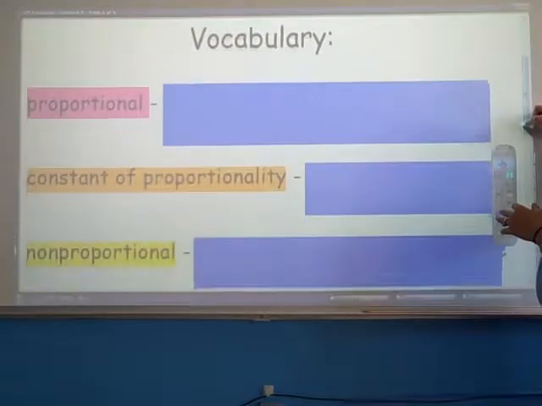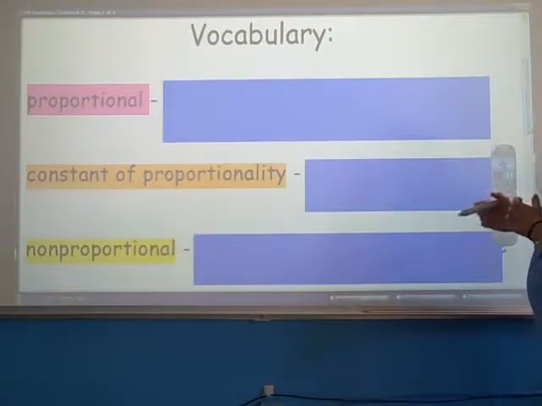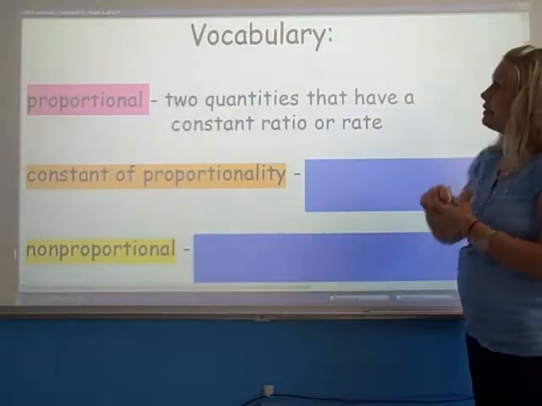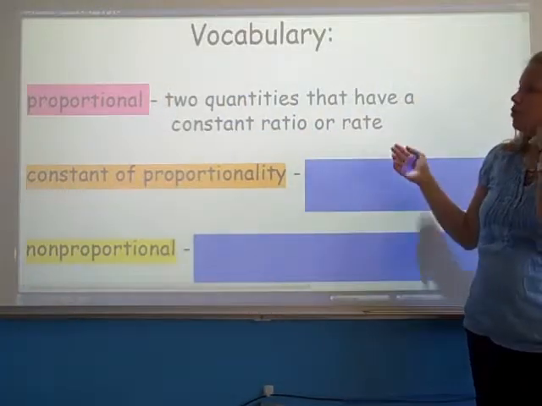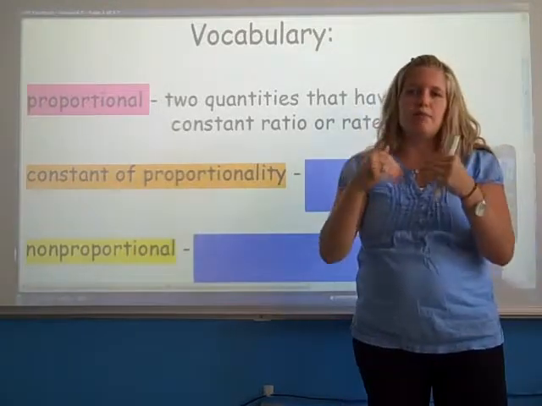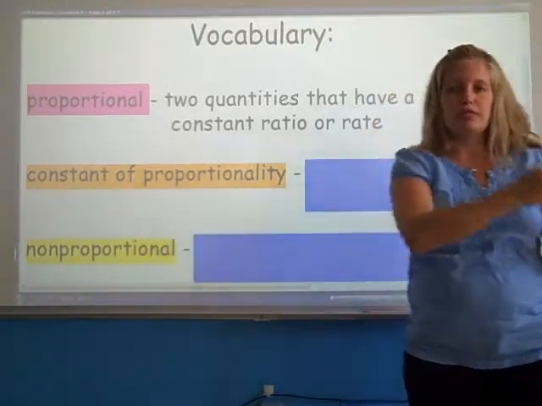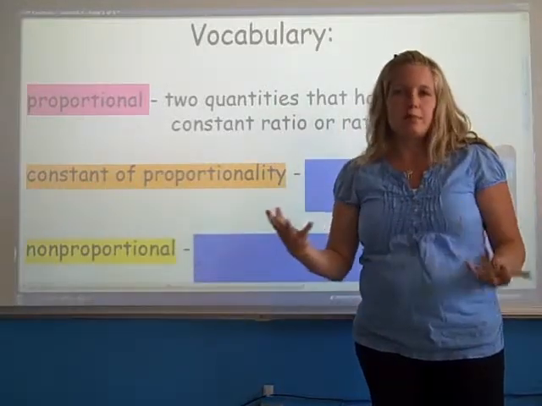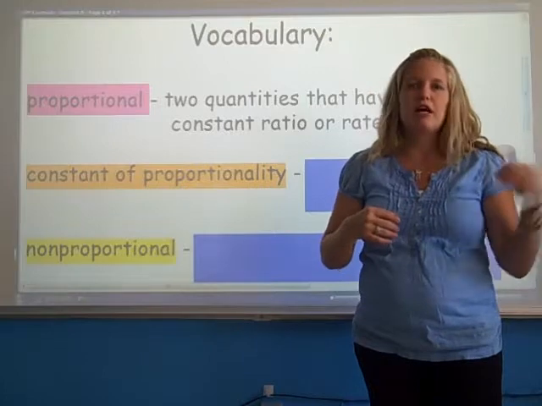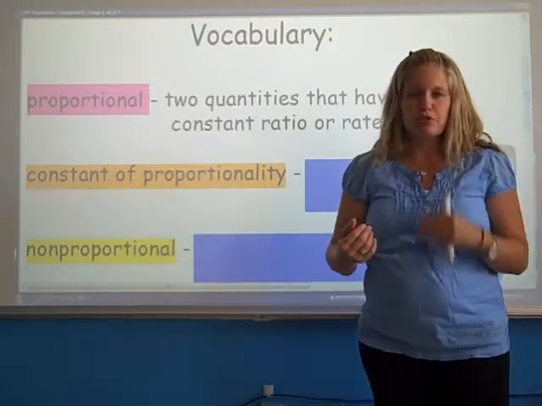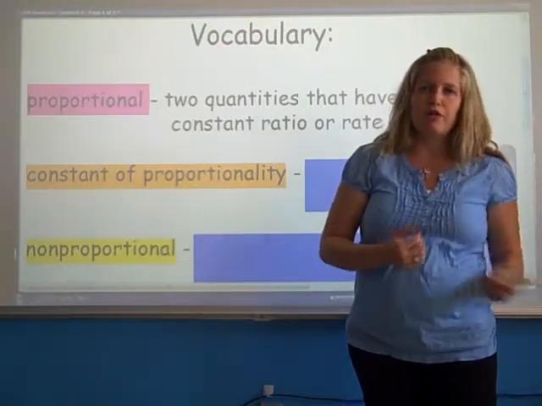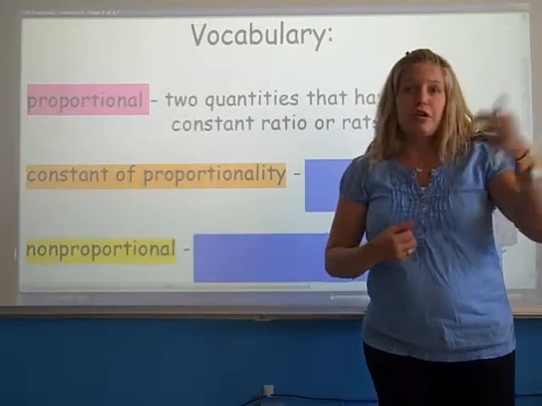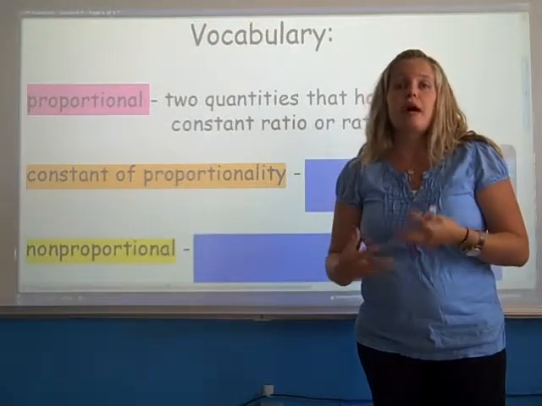So, vocabulary. First vocabulary word is you need to know what proportional is. Two quantities that have a constant ratio or rate. So they have to have the same ratio between all the things that are going on. And then we call that a proportional relationship. For example, say you're babysitting. You charge $5 every hour. That would be a proportional relationship. If you charge $5 for the first hour, then $10 for the next hour, then $30 for the third hour, and so on, that would not be proportional.